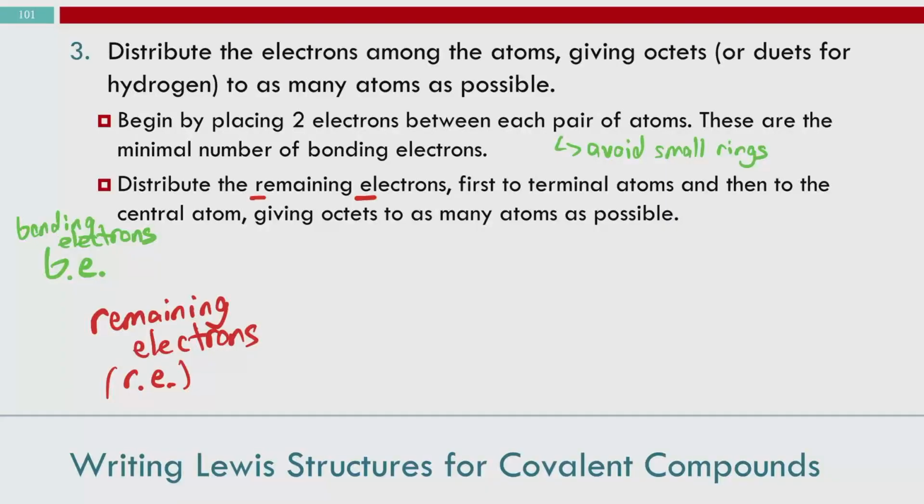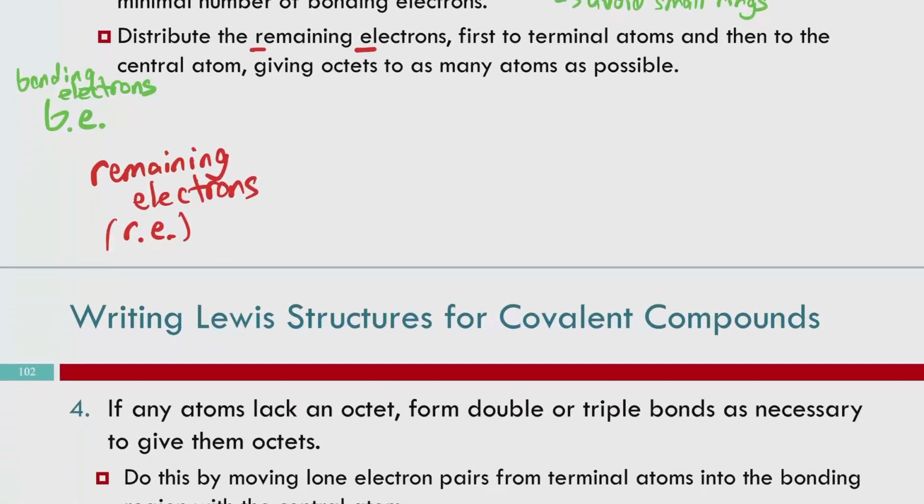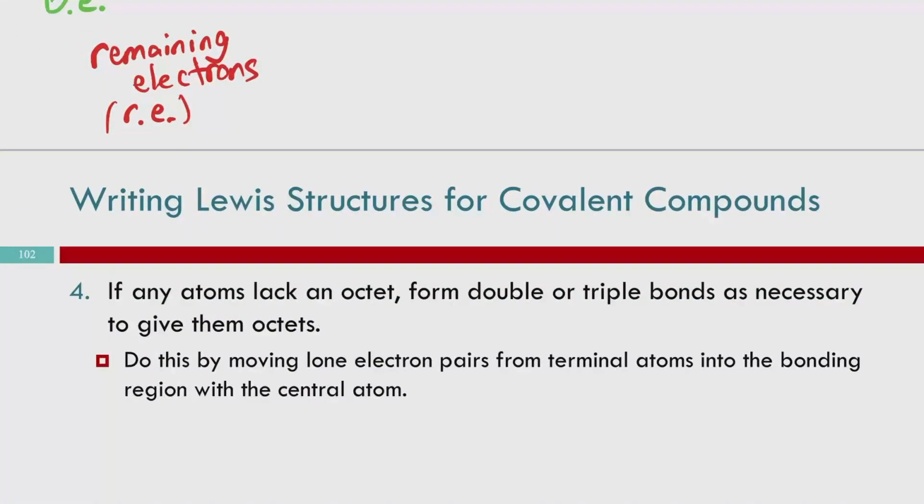And so our goal, when we're placing our remaining electrons, is that we're going to place them on our terminal atoms, our outside atoms first, and then we're going to work our way inward towards the center. And we want to give octets to as many atoms as possible. This will not always get us to full octets. So if we're not getting to full octets from this, then we can form extra bonds.